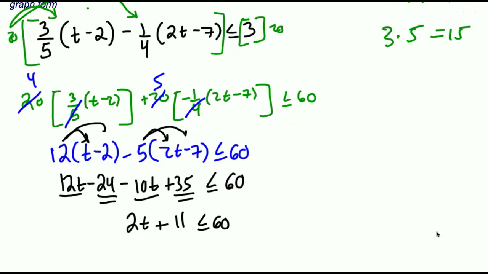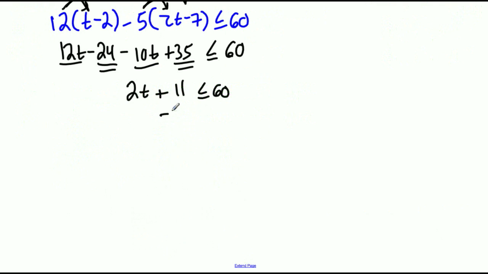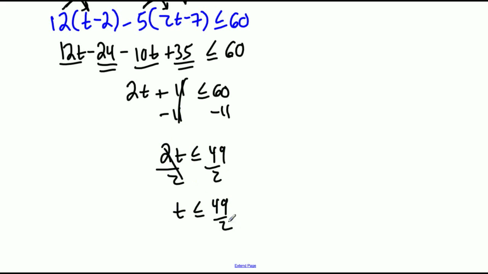And here we go. Now we just have two steps left to solve this. So I subtract 11 from both sides. So 2t is less than or equal to 49. Divide by 2 on both sides. So t is less than or equal to 49 halves. Okay, so in interval notation, it's going to be from negative infinity to 49 halves. And oh, this right here should be a bracket, right, because it has the line underneath it.